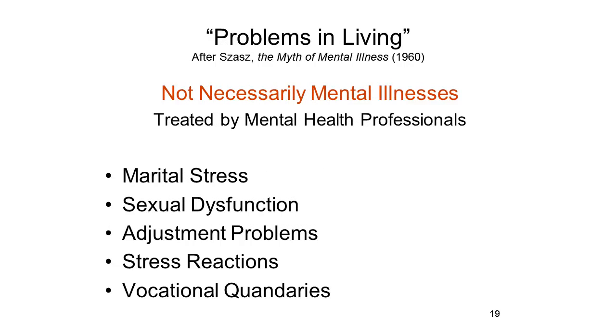In addition to these widely recognized forms of mental illness, there are also more mundane problems in living, a term coined by Thomas Szasz, a psychiatrist who's actually a famous critic of psychiatry, in a book he wrote in the early 1960s called The Myth of Mental Illness. Szasz famously argued that syndromes like schizophrenia and affective disorder are not mental illnesses at all, but simply problems in living.